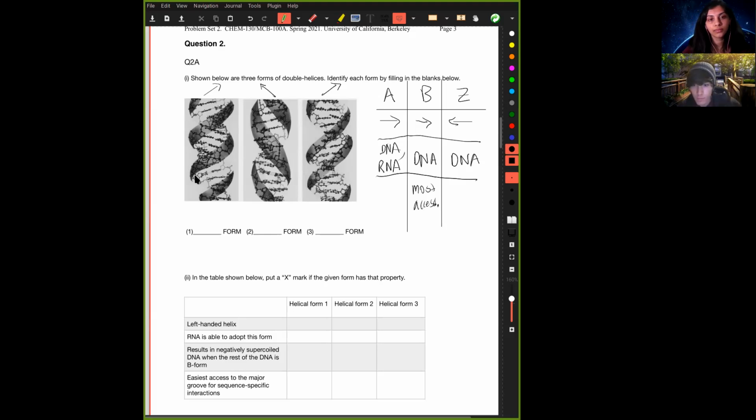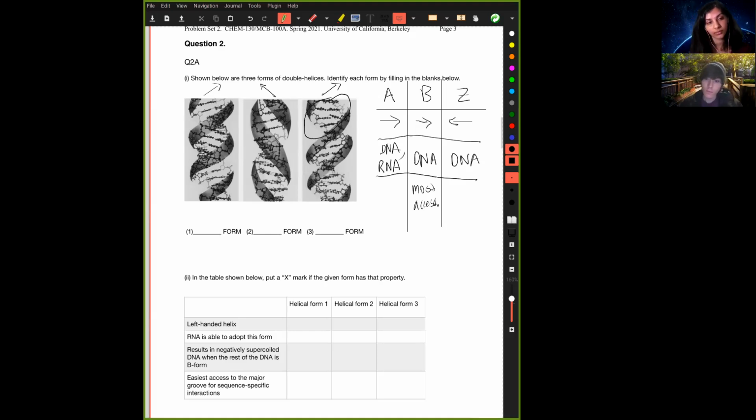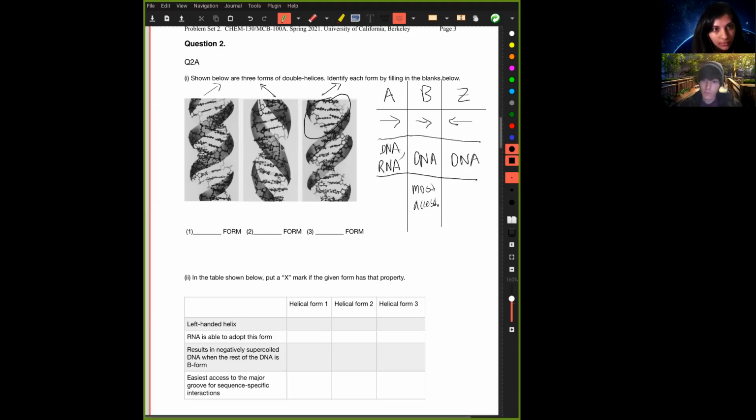Now looking at accessibility of the major groove, one thing I want you to notice is that of all of these over here, this appears to have a very large and open major groove, while the others have comparatively less accessible minor grooves. So given that and the list of properties, you should be able to determine what forms each of these helices are now. And then moving on to the second part of the question.